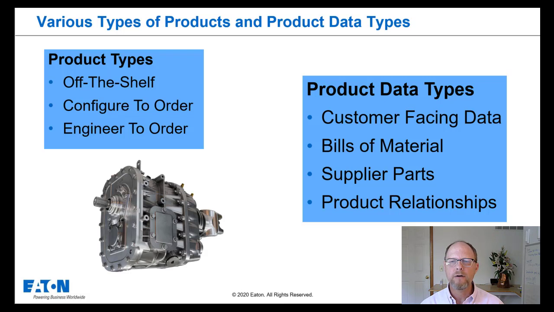So we have what I'll call customer-facing data. That's the information we need to sell a product, to ship it, to market it, all that kind of good stuff. Then we have more information about how the products are built or configured or engineered. So that's typically what we would call bills of material. Then we have the parts that go inside of our product, so supplier parts. And then we have a lot of relationships. So our product data has a lot of relationships, and I'll get into each of these in more detail as we go through the presentation here.